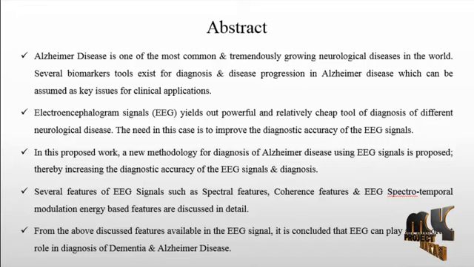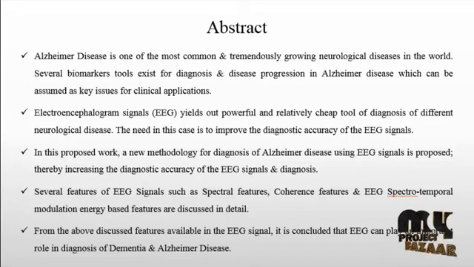In this proposed work, Alzheimer's disease is one of the most common and growing neurological diseases in the world. Several biomarker tools exist for the diagnosis and prognostication of Alzheimer's disease, which can be assumed as a key issue of clinical applications. EEG signals are a powerful and relatively cheap tool for diagnosis of different neurological diseases. So the need in this case is to improve the diagnosis accuracy of the EEG signal.